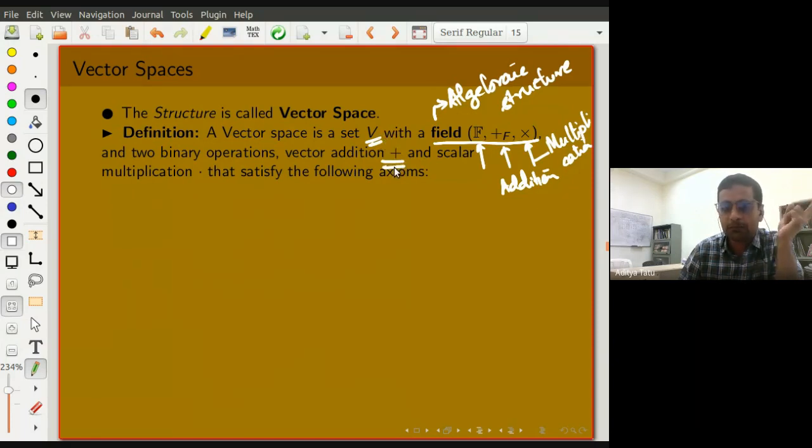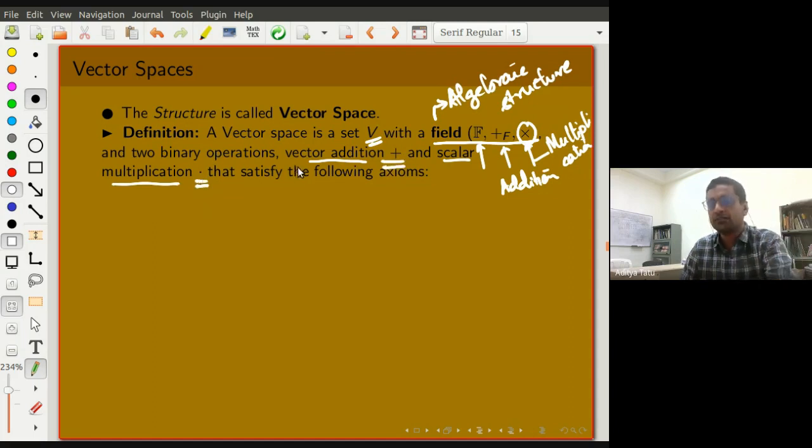So you have two binary operations. One is vector addition. The other is what we call scalar multiplication. Again, still a multiplication, but I am using a different notation so as to differentiate between this multiplication and the multiplication between elements of the field. So there are in principle four things. You have the set V, you have a field, and on V you have a plus and a scalar multiplication defined. Definition itself is not enough.